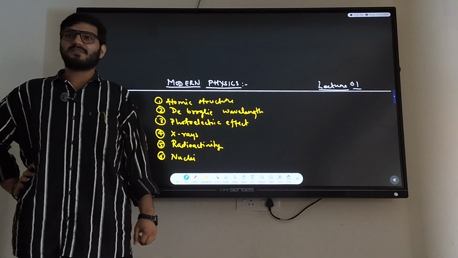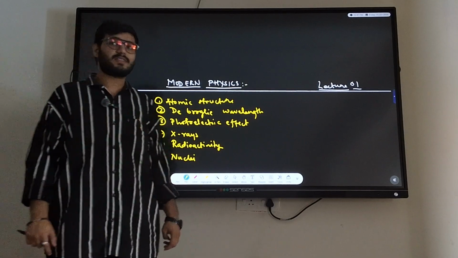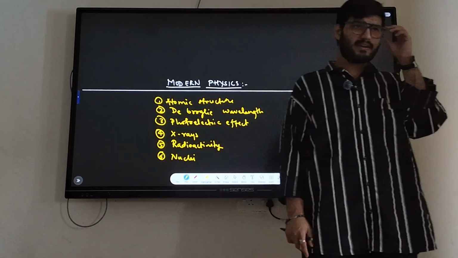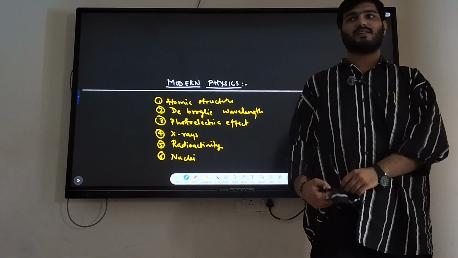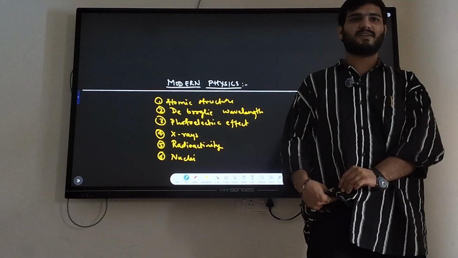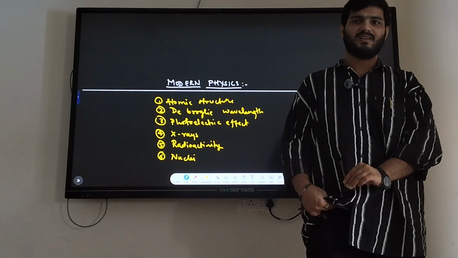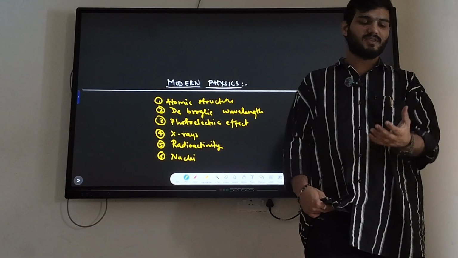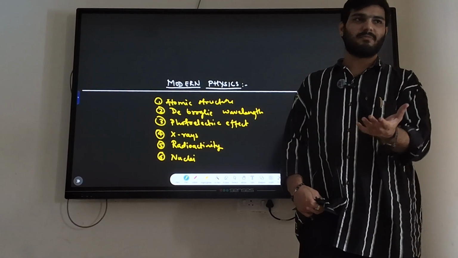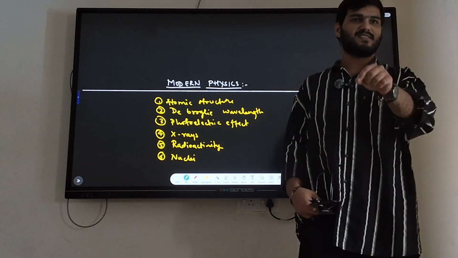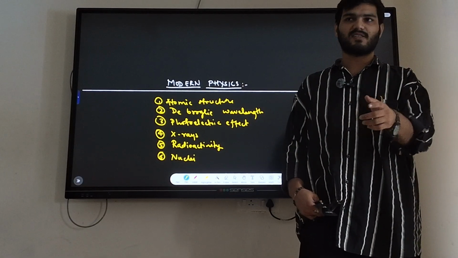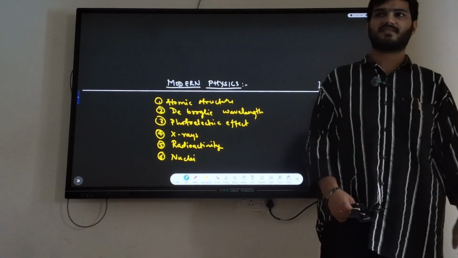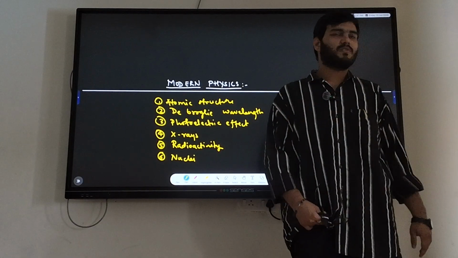So then many attempts were made. One of the attempts was by Thomson. I don't remember the date, but maybe in the 1900s somewhere, Thomson came and he gave his famous plum pudding model. And what was the model? The way I remember it, like a watermelon, you have these seeds, and those seeds are my electrons, and the rest of the space is contained by protons. Everything is mixed.